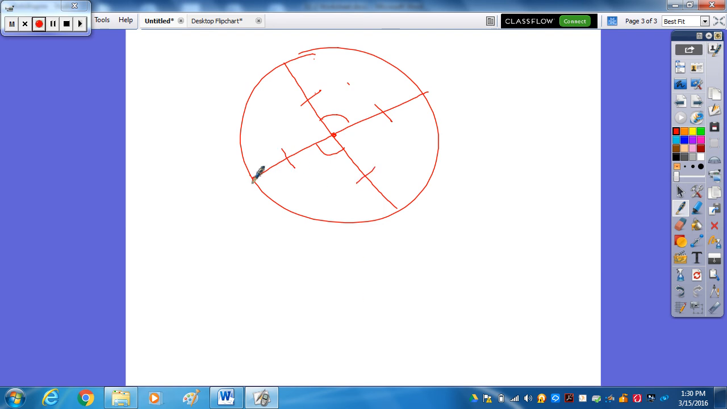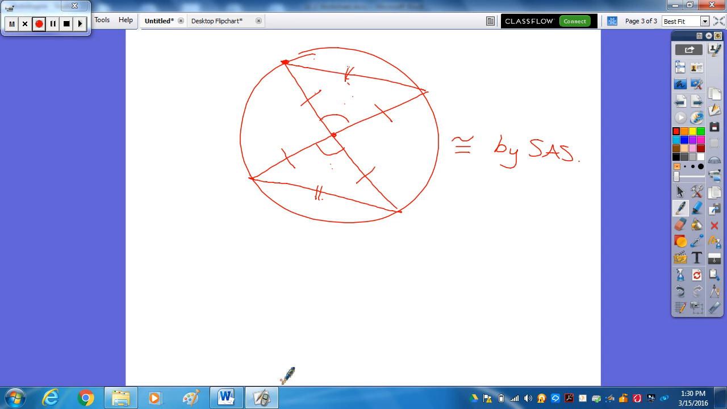If I draw a chord that connects this point to that point and this point to this point, what do I know about these two segments? Well, these two triangles are congruent by side angle side. As a result, those two segments, this one here and this one here, have to also be congruent by CPCTC. And so whenever you have congruent angles, you also have congruent chords.